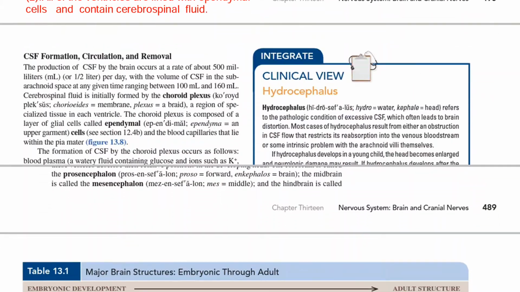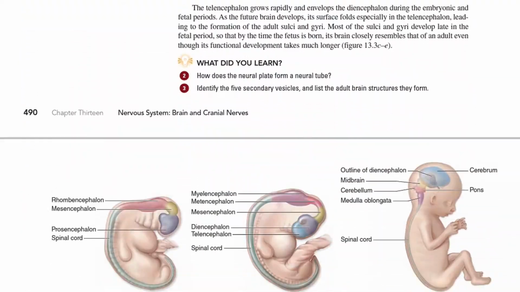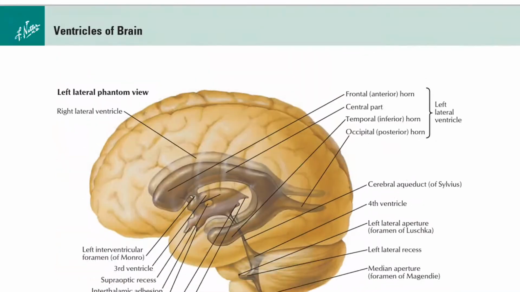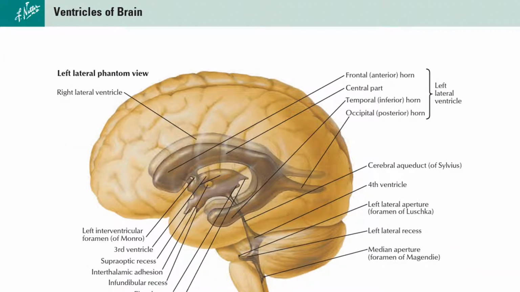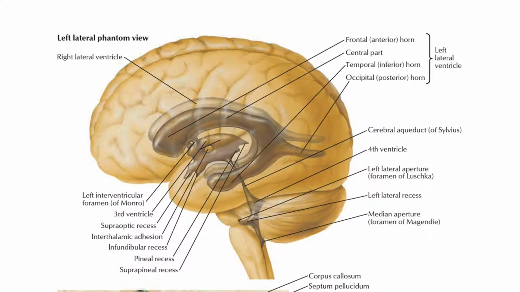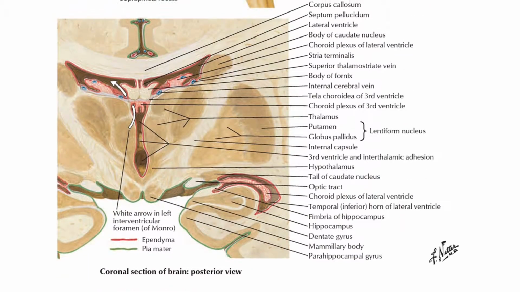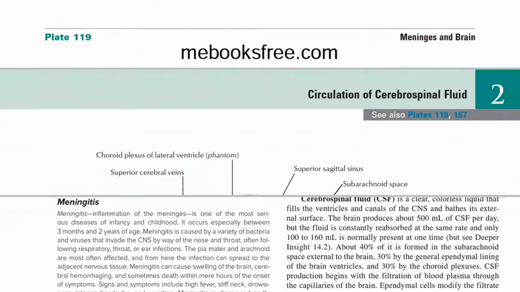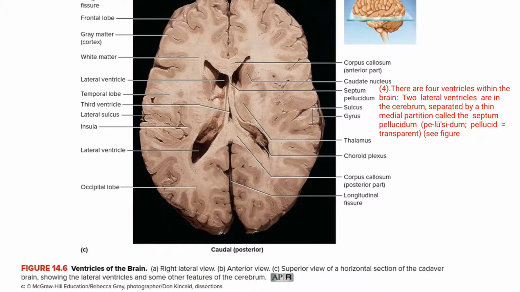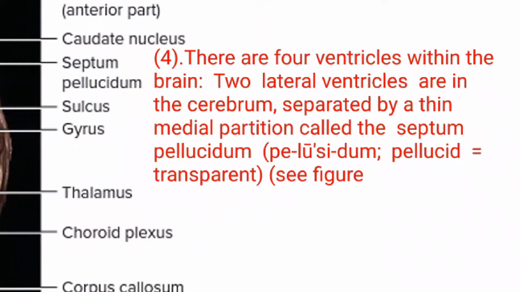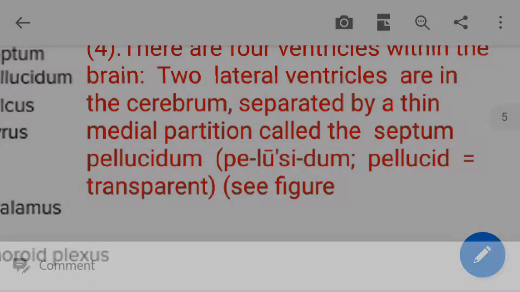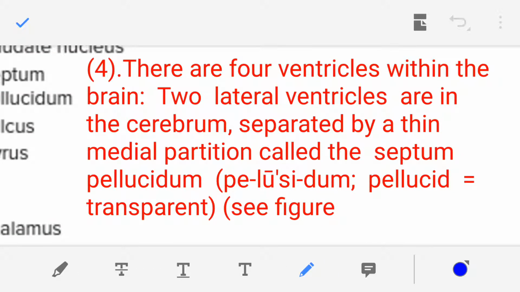Now the fourth point. This is also a figure of the ventricles of the brain. How many ventricles are there in our brain? In our brain, there are four ventricles. Two lateral ventricles, and these two lateral ventricles are present in the cerebrum.